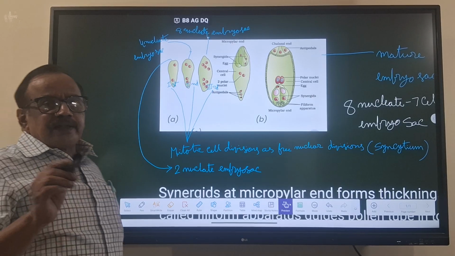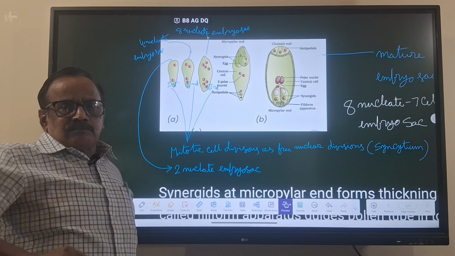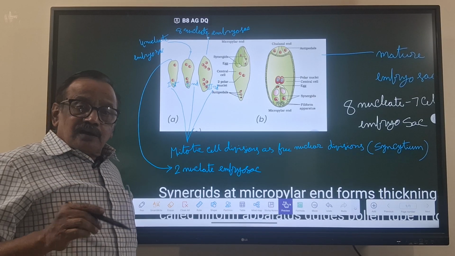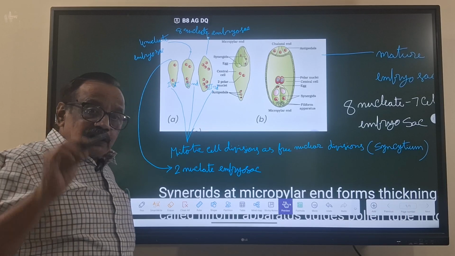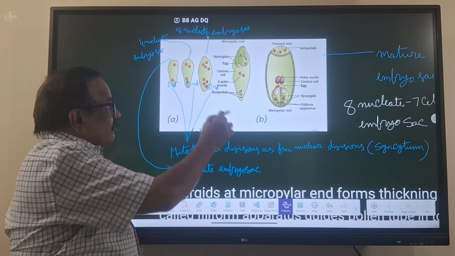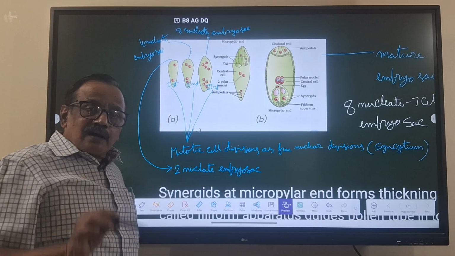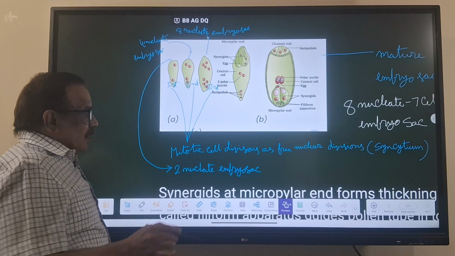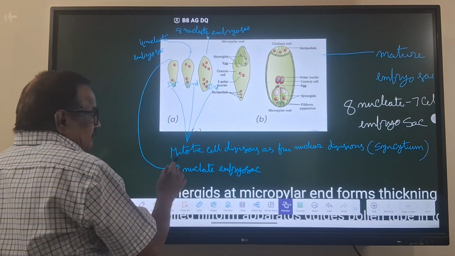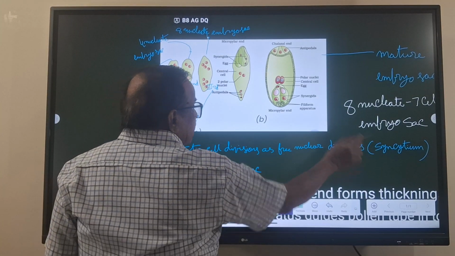Syncytium. That is why coconut water is given as an example: the liquid endosperm has free nuclei, which is called syncytium. Not only that, the formation of the embryo sac also follows syncytium. And next, free nuclear divisions, it is syncytium.